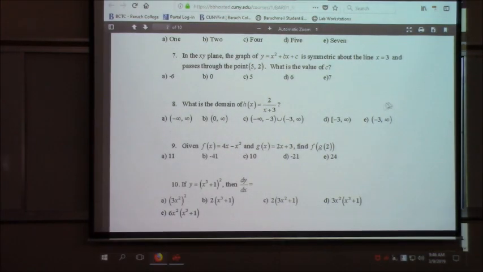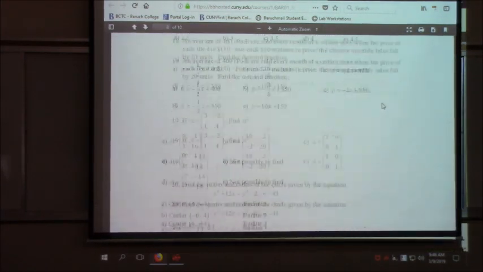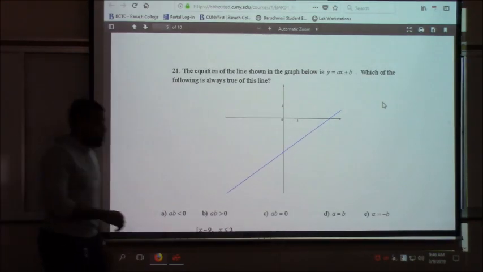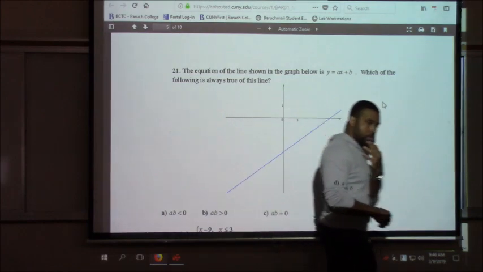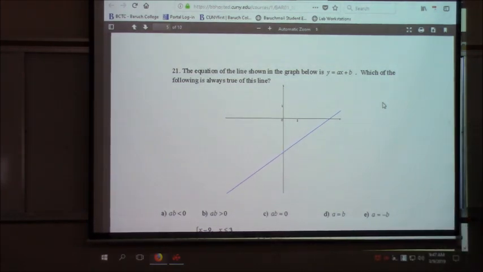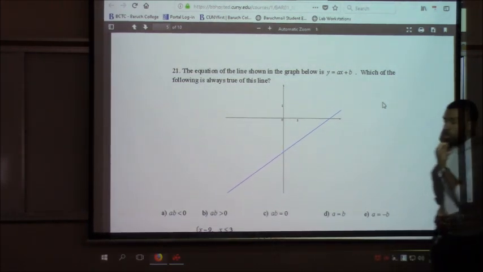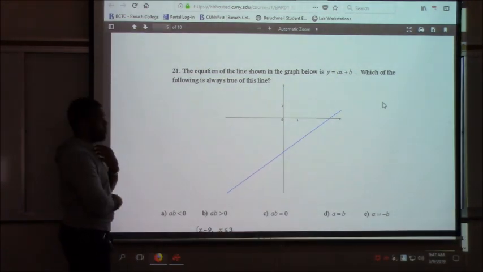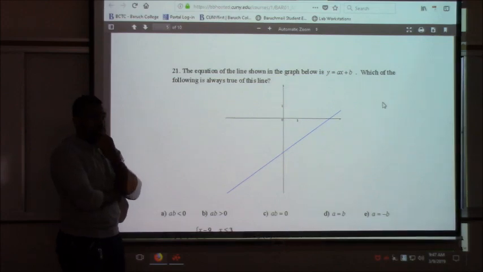But if you scroll down, you can look at problem 21, for example. Now, I didn't put a problem like this on the exam, but could someone answer this problem? It was one of the things you had to look over for the review, but I did put something like this on the exam. Someone else.